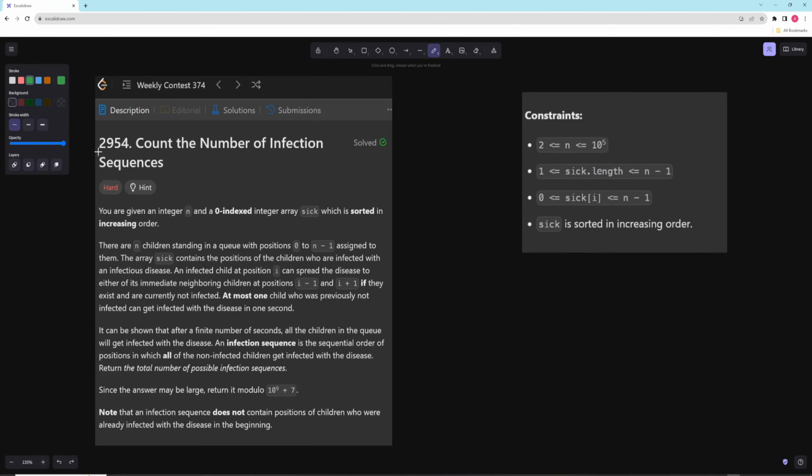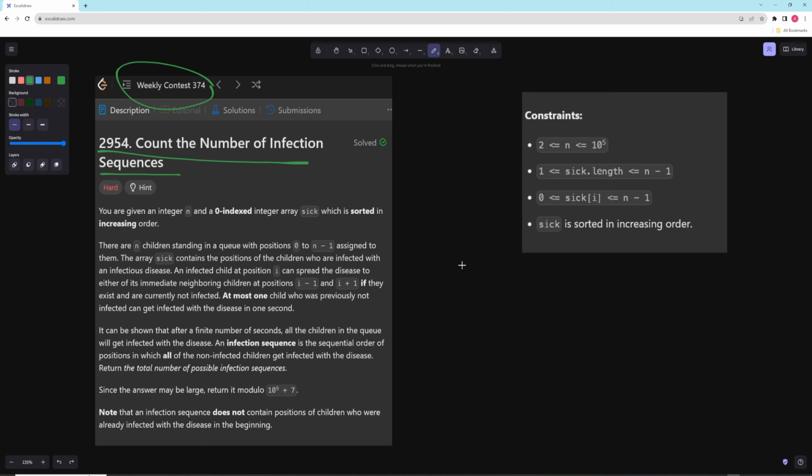In this video, we're going to be working on count the number of infection sequences from the last weekly LeetCode contest. In this problem, you're given an integer n and a zero-indexed array, sick, which is sorted in increasing order, and there are n children standing in a queue with positions 0 to n minus 1. Sick contains the position of the sick children, and at any point, a child in the sick array can spread the disease to another child that's not sick, so it can spread the disease to one of its neighbors, and you have to do this one child at a time. And we're asked to return all the possible different ways that people can get sick.